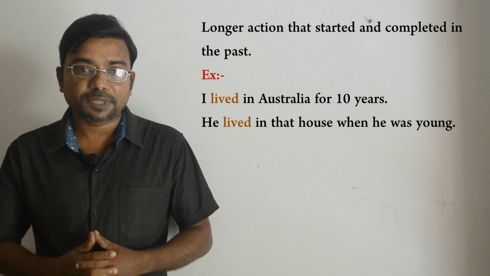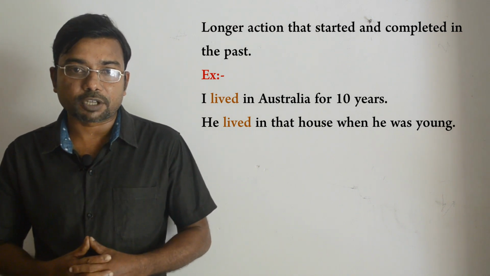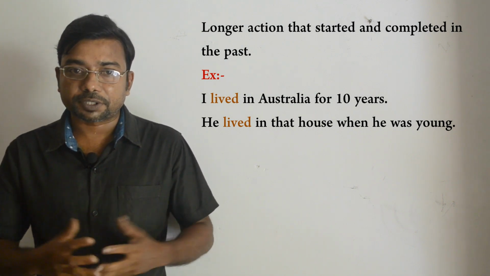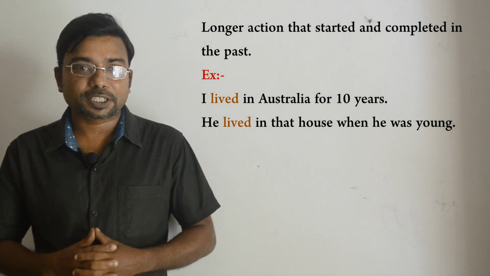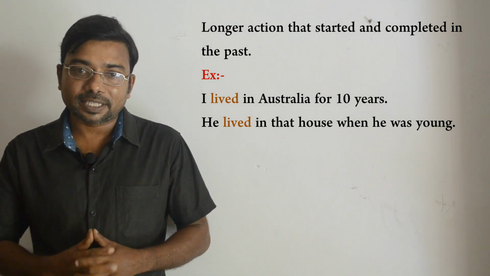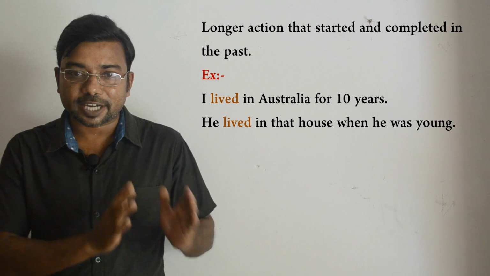Look at the next one. He lived in that house when he was young. Here also we use subject he and also lived, verb past simple form, to indicate simple past tense. And it is also a long action that started and completed in the past.